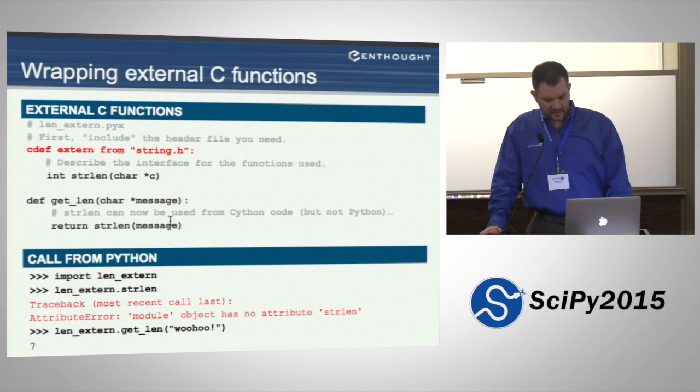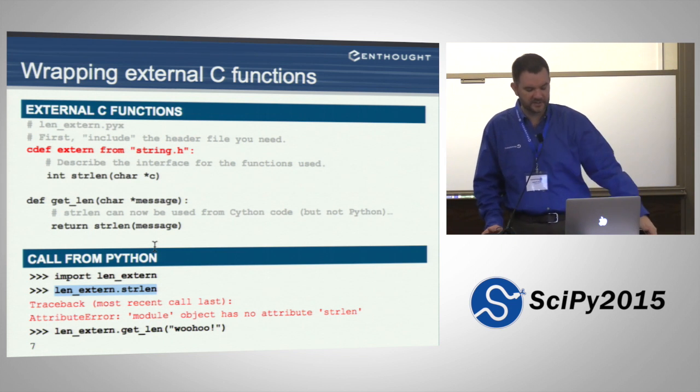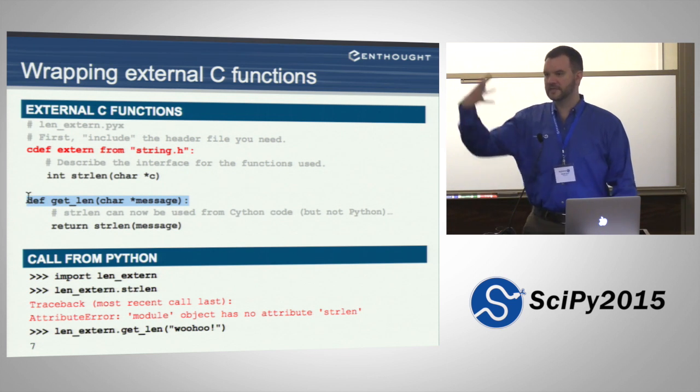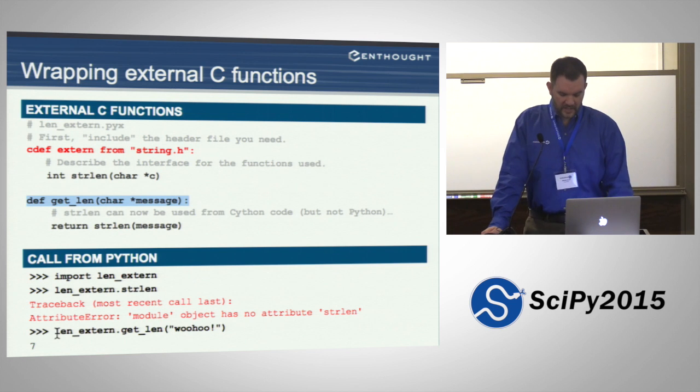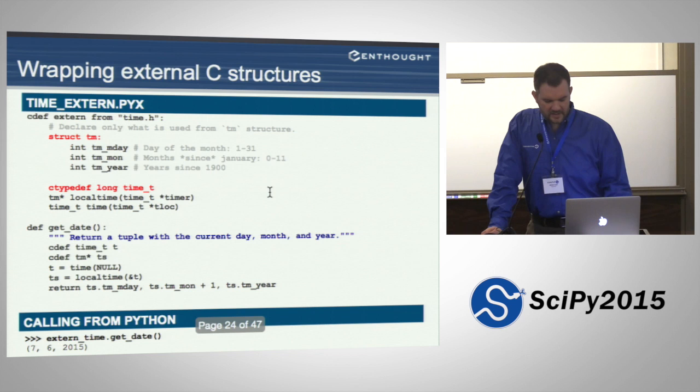So we compile this all together into a len_extern extension module. And you notice here we can't say len_extern.strlen. We can't go in and grab that C function directly. This declaration here is only for other Cython code to use. We have to create a def function, and def functions are visible to Python. Okay? And so we can say len_extern.getlen and give it a little string here and get back 7. Okay. So this is the basics.